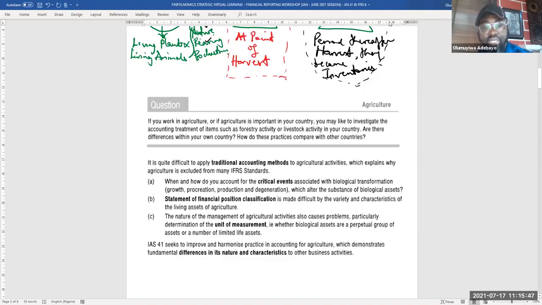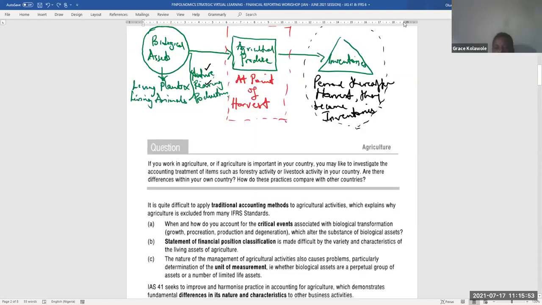Now let's look at this. The position taken here is very simple. It is quite difficult to apply traditional accounting methods to agricultural activities, which explains why agriculture is excluded from many IFRS standards. Now, when and how do you account for critical events associated with biological transformation? And biological transformation entails growth, procreation, production, and degeneration.